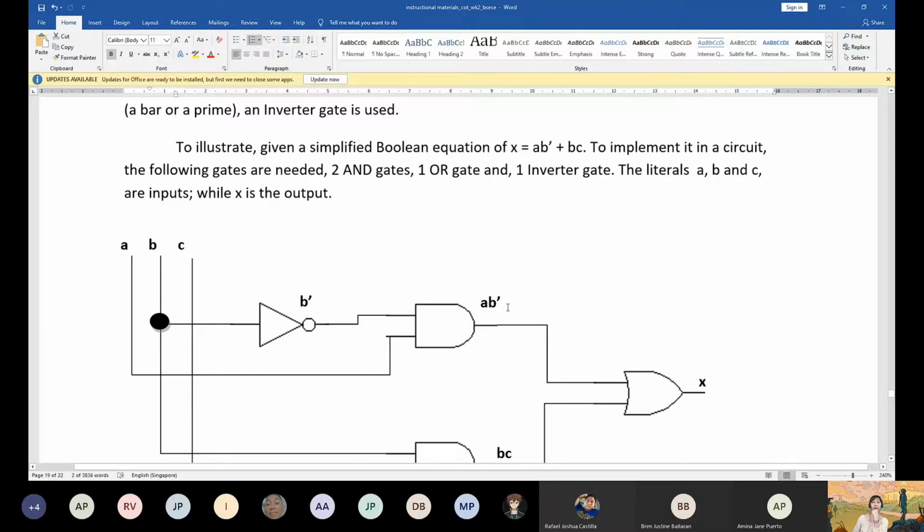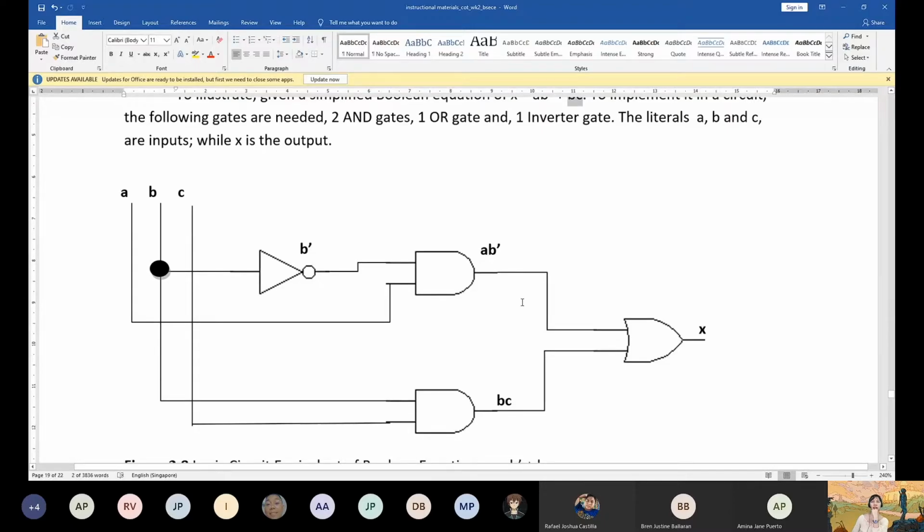So we have AB prime here. Then let's proceed to BC. BC is simply an AND gate, so it's actually equal to B times C. So you have to use an AND gate here. It's a 2-input AND gate, so one input is connected to B and the other input is connected to C.